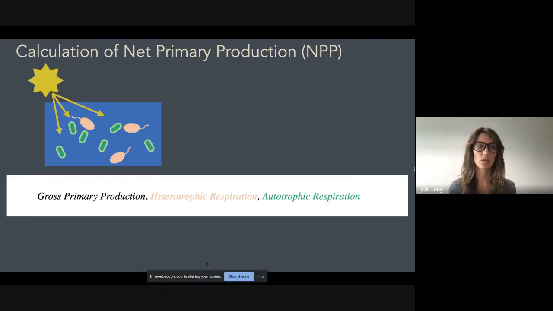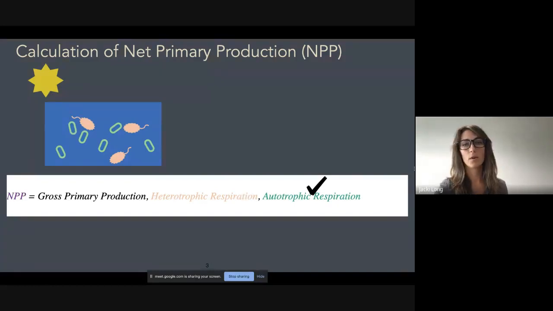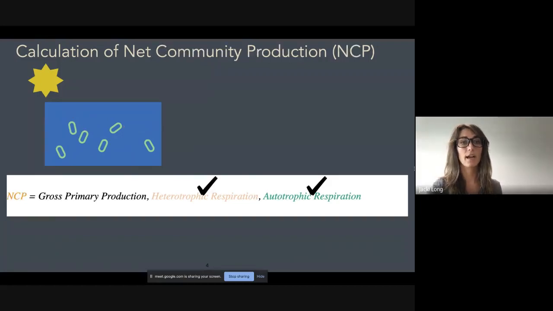And then some of that goes to the bacteria into heterotrophic respiration. So if you take into account that basal metabolic need by phytoplankton, the autotrophic respiration, you get net primary production. And then if you go one step further and take into account that heterotrophic respiration, you get net community production, which is basically the baseline of carbon that may be exported from the upper sunlit ocean.